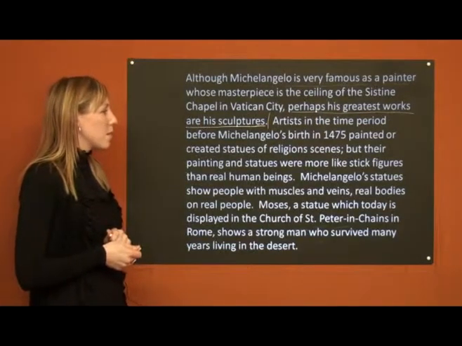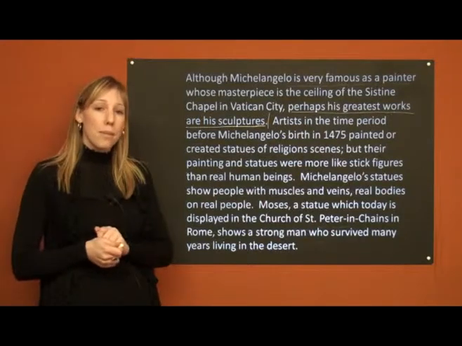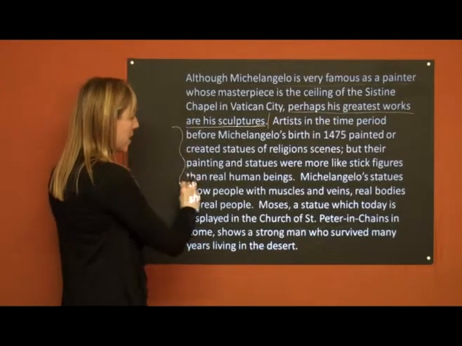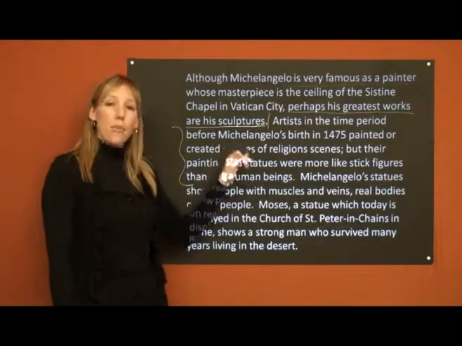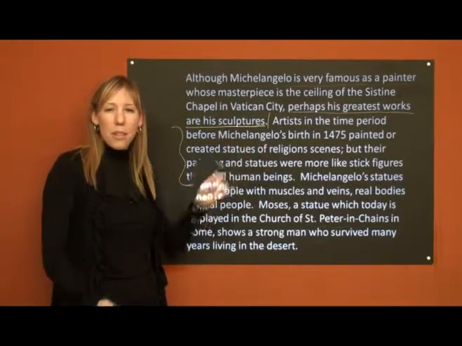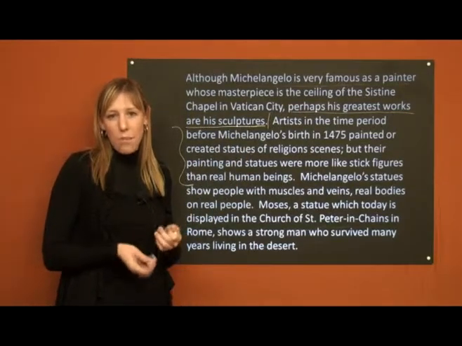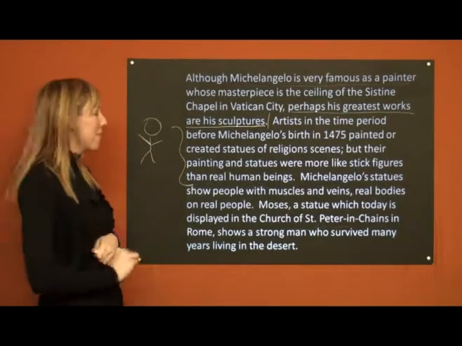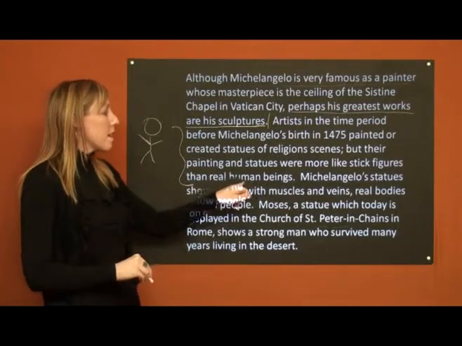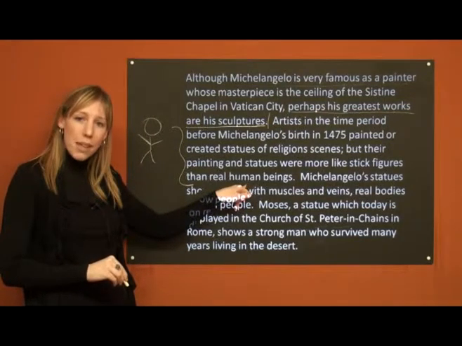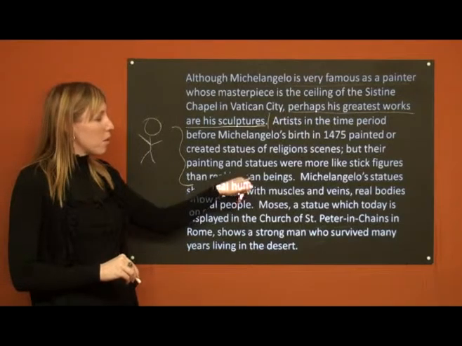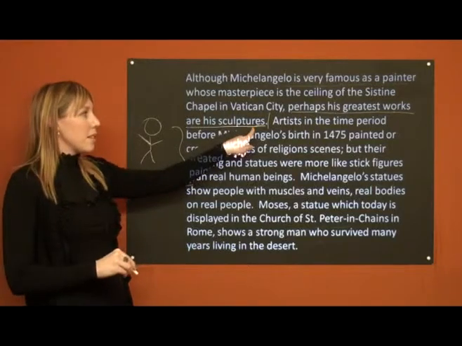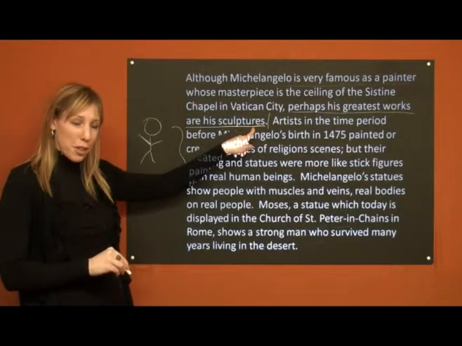But their painting and statues were more like stick figures than real human beings. It's another long sentence, but this whole idea relates to other painters and how even though they did sculptures, they weren't really that good. They more look like stick figures, like that. Michelangelo, on the other hand, his statues were more like human beings. So we need to find out more about that idea. This topic sentence does relate to why his greatest works were his sculptures.